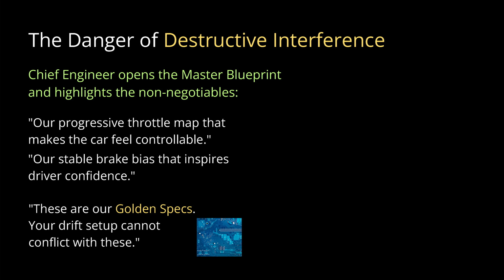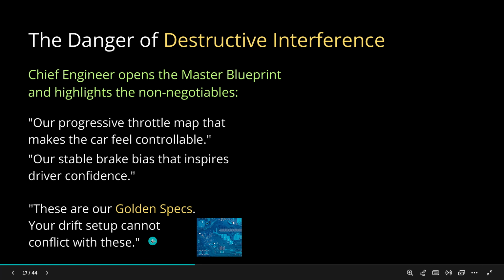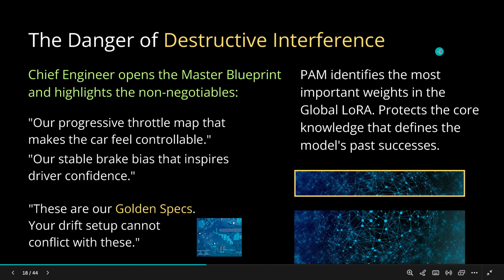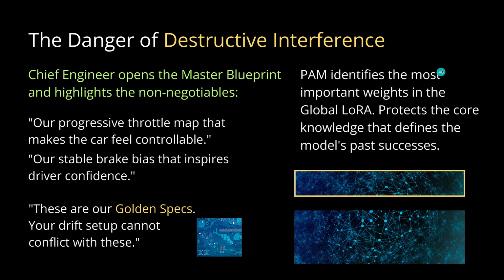So what do we do here on the human side, no? The chief engineer now opens up the master blueprints and tells the drift expert, hey, listen, buddy, they are non-negotiables. There are two things you cannot touch, the progressive throttle map or our stable brake bias. Never ever come close to my learned parameters. This is it. Your drift setup cannot conflict with these parameters. And the new research by Google called PAM also identifies the most important weight structure in the layers, in the global LoRA adapters. So they protect the core knowledge that defines the model's past successes.